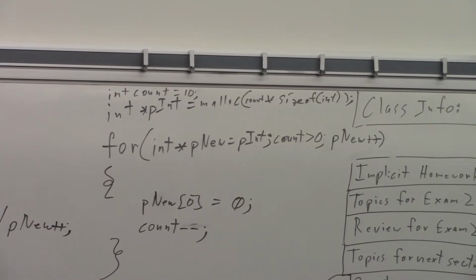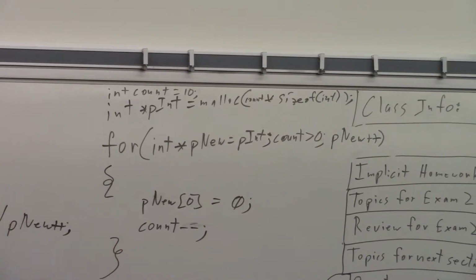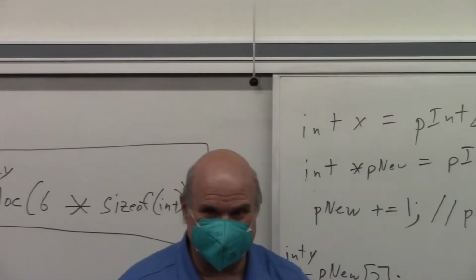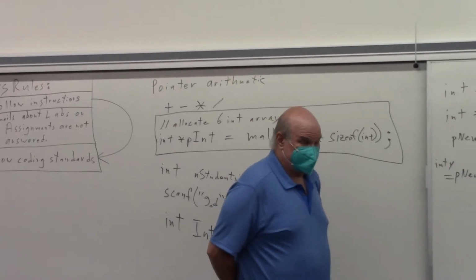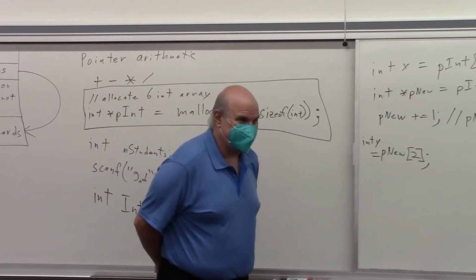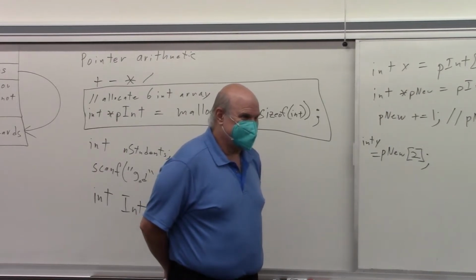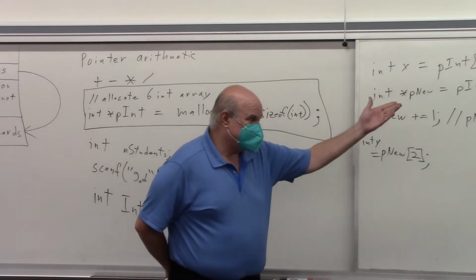But for now, for the purposes of pointer arithmetic, which is what we're really talking about, this is a very fast way to assign 0 to all of those integers in the array. The point of this is for you to understand pointer arithmetic and how you move pointers. First of all, you have to understand what pointers are and what their real purpose is. It's pointing at something. It's not the thing itself. It's just pointing at something. And that's how pointer arithmetic works.